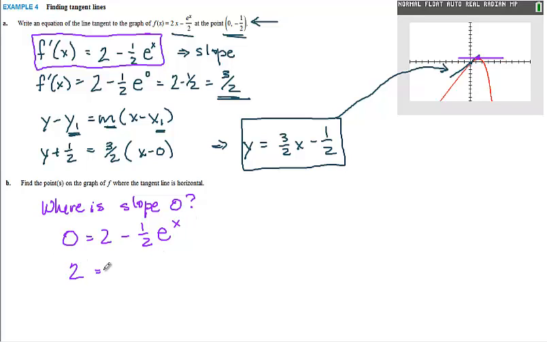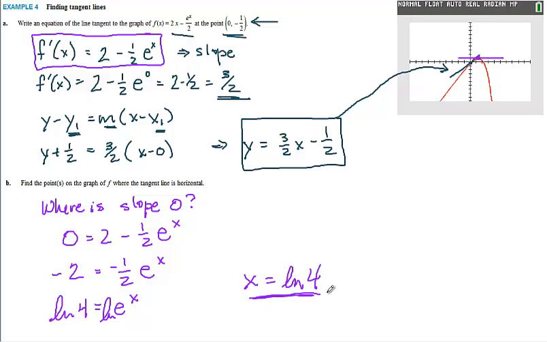Just finagling this around a little bit. 2 equals negative 1, oops, negative 2 equals negative 1/2 e to the x. Multiplying, that would be 4 equals e to the x. And if I want the exact answer for this, I'm going to take the natural log of both sides, and I will get x equals natural log of 4. And that is the place.